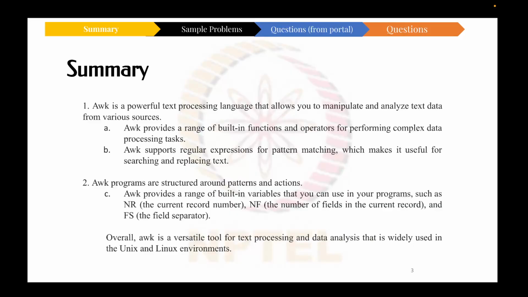awk provides a range of built-in variables that can be used in your programs, such as NR, which tells about the current record number, NF, the number of fields in the current record, and FS, that is the field separator. awk can be used on the command line or within a script file. To run an awk program from a script file, you can save the program to a file with a .awk extension and then run it using the awk command.